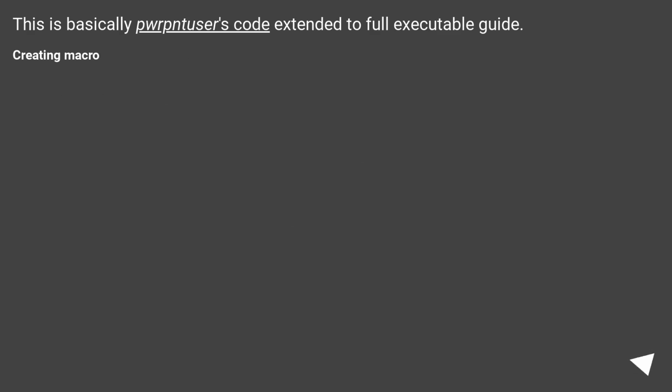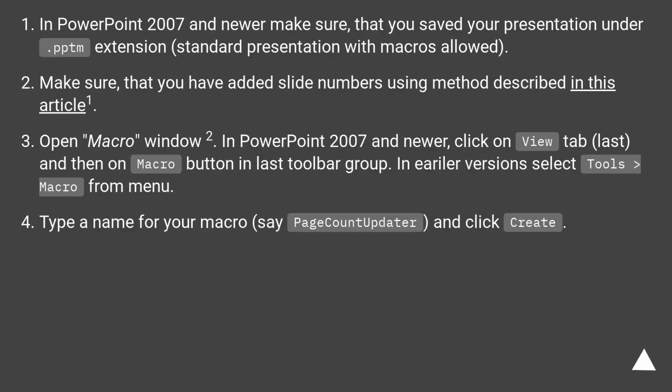This is basically PowerPoint user's code extended to a full executable guide. Creating macro. In PowerPoint 2007 and newer, make sure that you saved your presentation under the .pptm extension, standard presentation with macros allowed. Make sure that you have added slide numbers using the method described in this article 1.